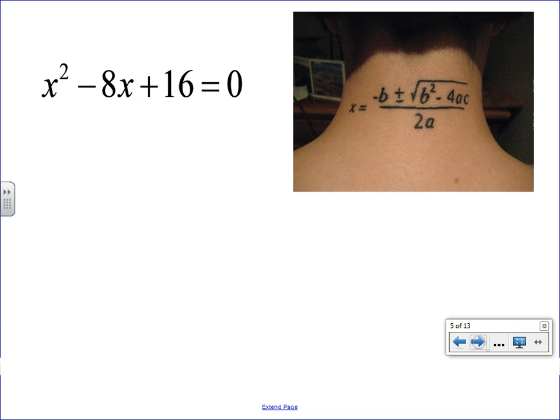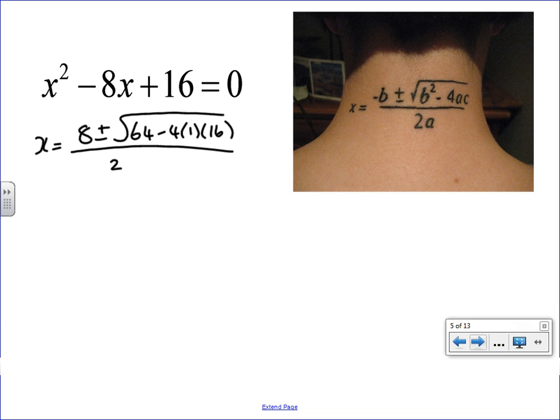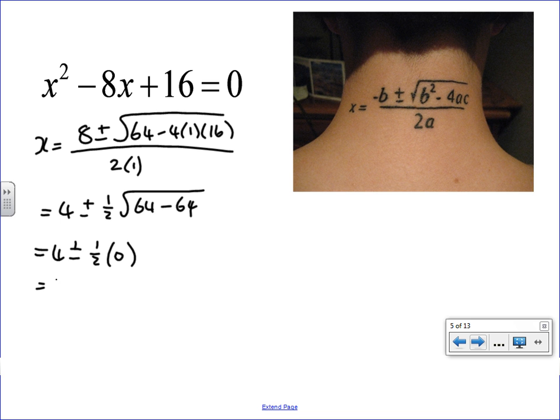Hooray, next one. X equals minus b plus or minus the square root of b squared minus 4ac all over 2a. So this is 4 plus or minus a half root 64. Oh, 4 plus or minus a half of nothing. 4 plus or minus nothing. 4. Only one answer. But we've seen that, haven't we? We've seen quadratics where they've only got one answer. Like that. It's a double root at 4.